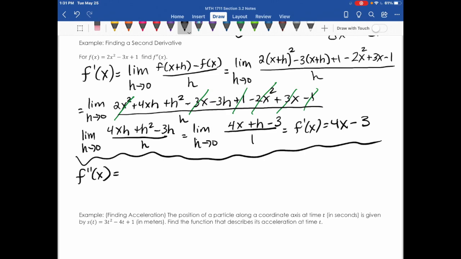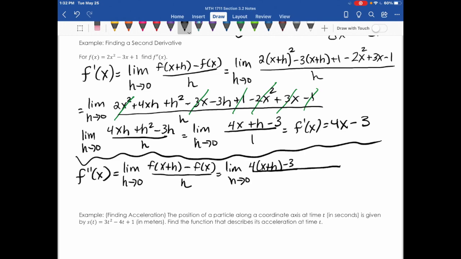Now let's find the second derivative. So the second derivative is if I take the derivative of the derivative. So I'm going to take the limit of f of x plus h minus f of x all over h. If I plug in f of x plus h, that gives me 4 times x plus h minus 3, and then I get to subtract the function, which is minus 4x plus 3, because remember you're subtracting this whole thing. So remember to distribute your negative, and that's all over h.